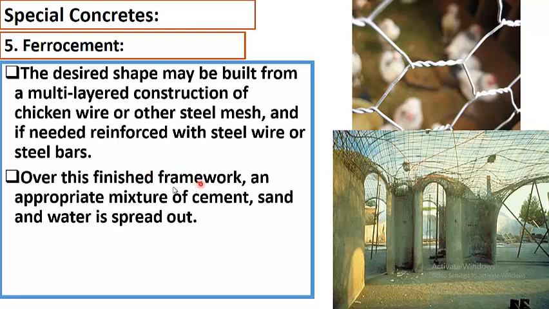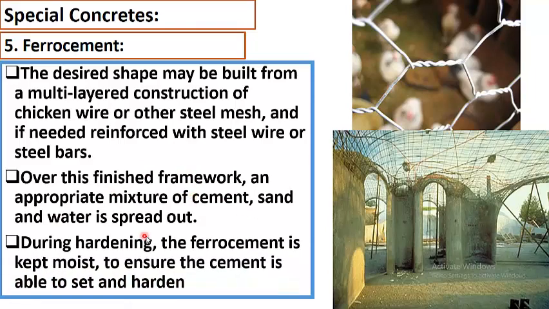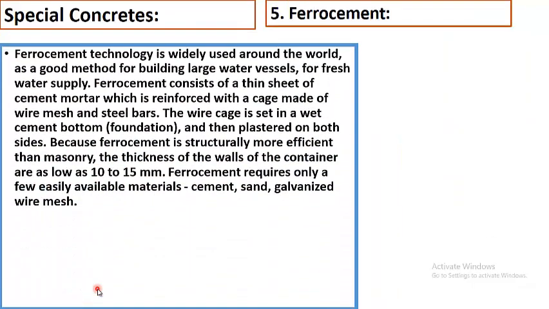Over this finished framework, an appropriate mixture of cement, sand and water is spread out. During hardening, the ferrocement is kept moist to ensure the cement is able to set and harden. Ferrocement technology is widely used around the world as a good method for building large water vessels for fresh water supply.